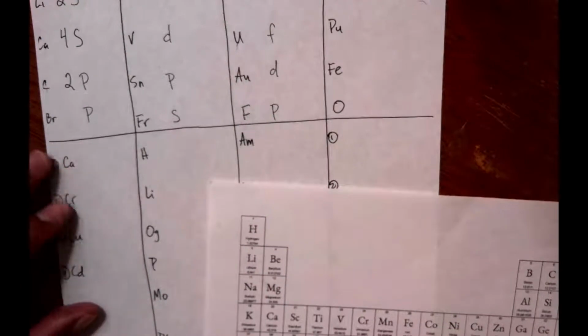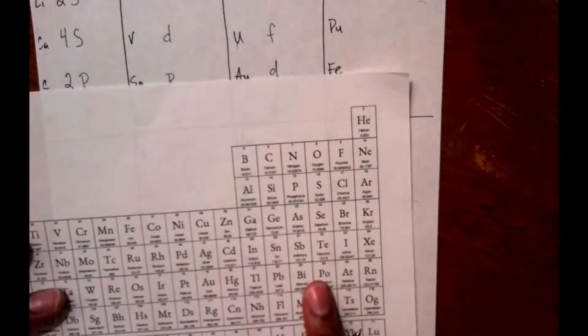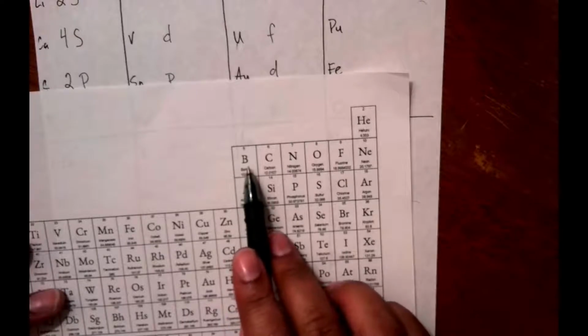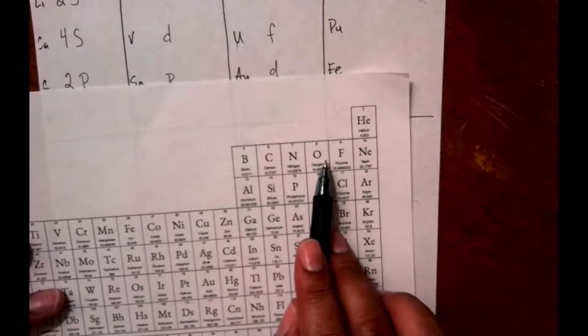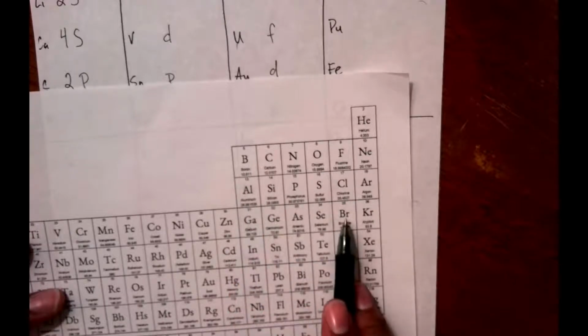Okay, and then Br, bromine. Bromine, we already established this in the P block. The question is, what floor is it on? Remember, it starts on the second floor. So this is 2, 3, 4. So bromine is on 4P.